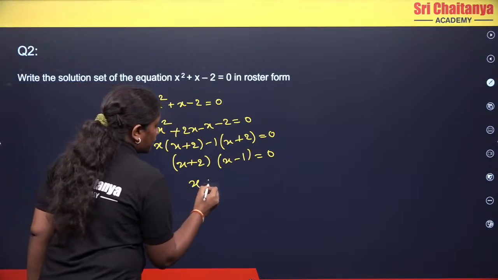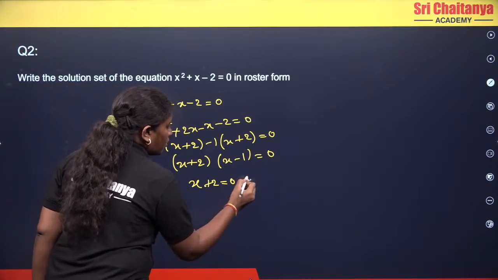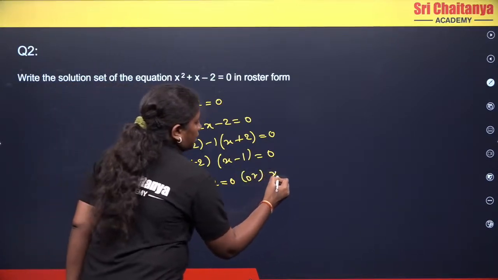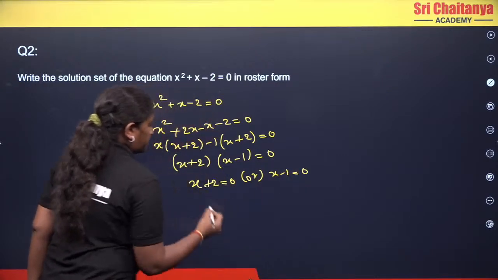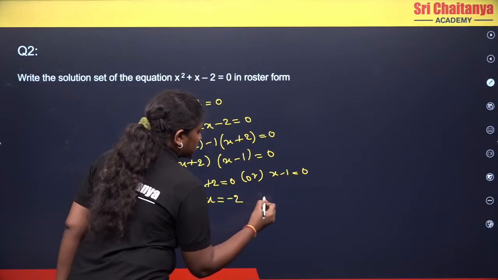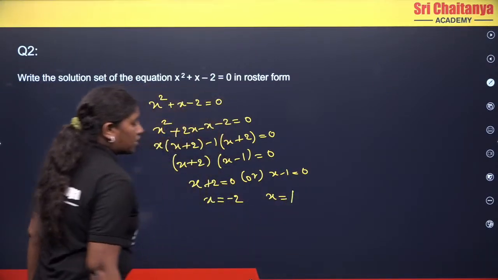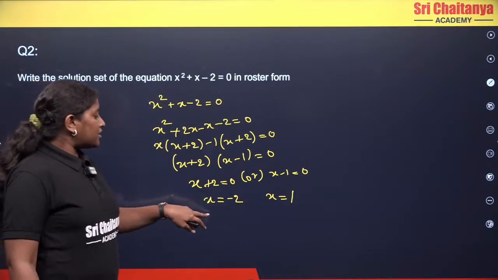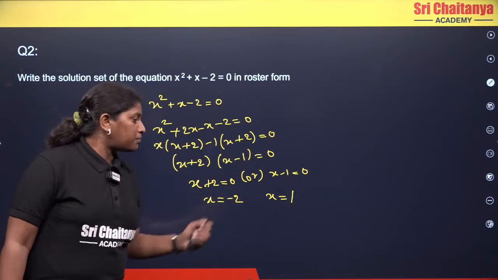Okay. Now if I am taking x plus 2 equals to 0 or x minus 1 equals to 0, so x will be equals to minus 2 and x equals to 1. Okay. So there are two possible values of your x, which are minus 2 and plus 1.